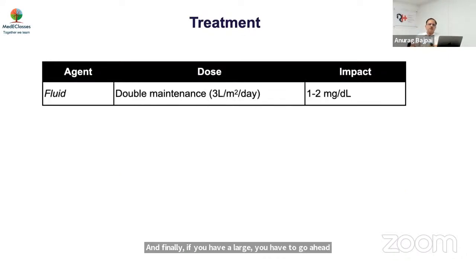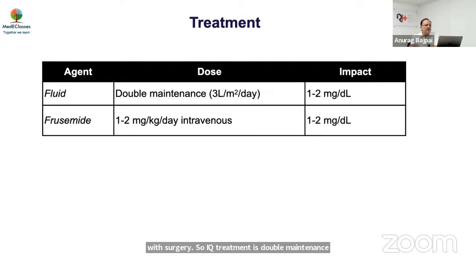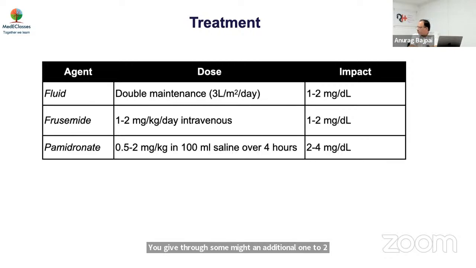So acute treatment is double maintenance fluid up to 3 liter per meter square, and furosemide, and you expect a decrease by 1 to 2. You give furosemide an additional 1 to 2, so around 2 to 4 you may decrease in the first day with these sort of treatments.